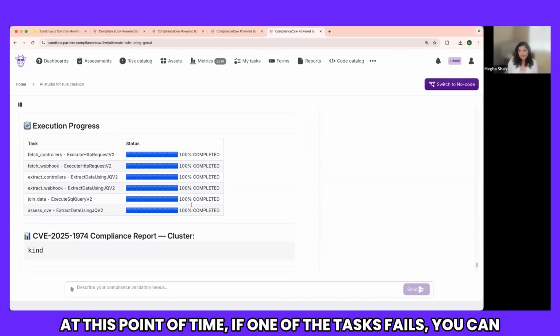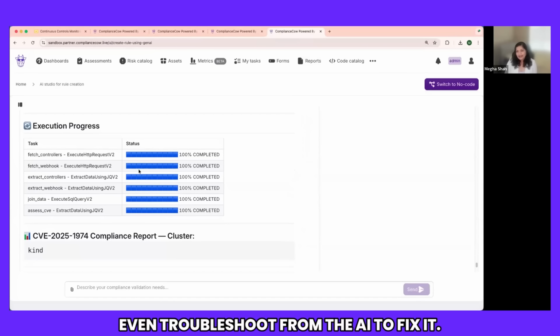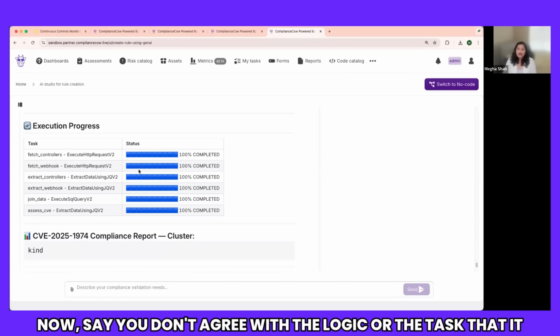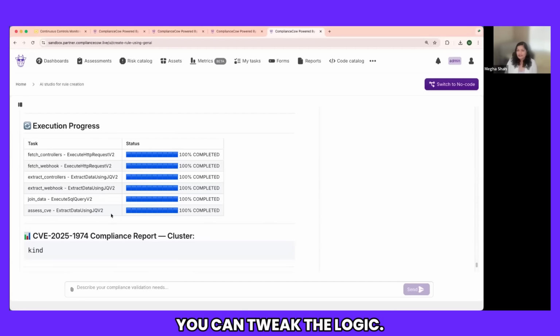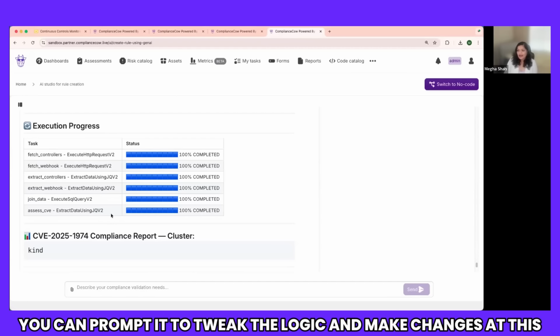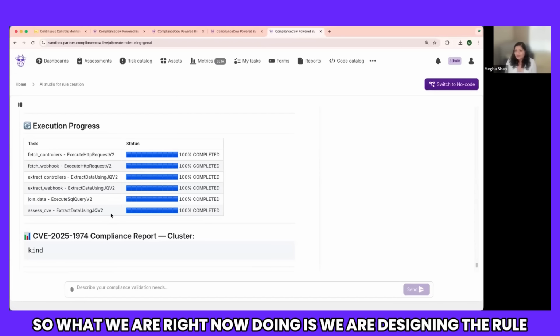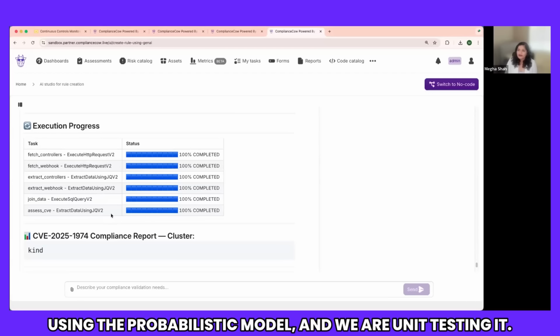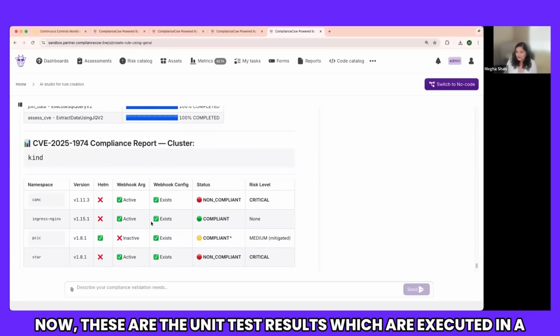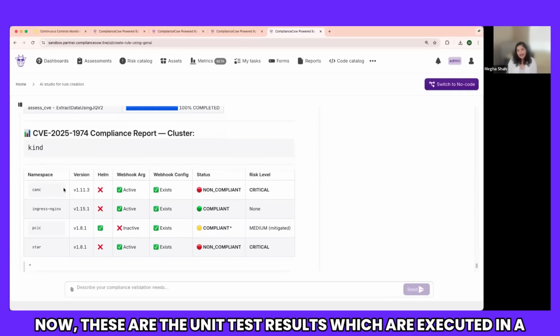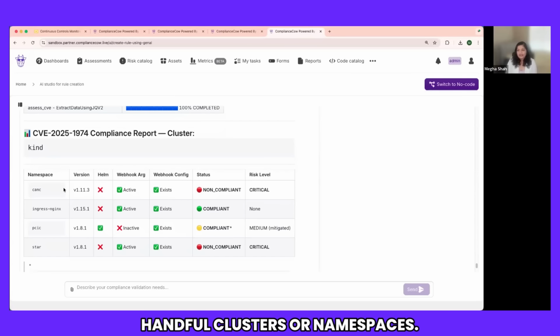At this point in time, if one of the tasks fails, you can troubleshoot and prompt the AI to fix it. Say you don't agree with the logic or the task that it produced, you can prompt it to tweak the logic and make changes at this point. So what we are doing right now is designing the rule using the probabilistic model, and we are unit testing it. These are the unit test results, executed in a handful of clusters or namespaces.